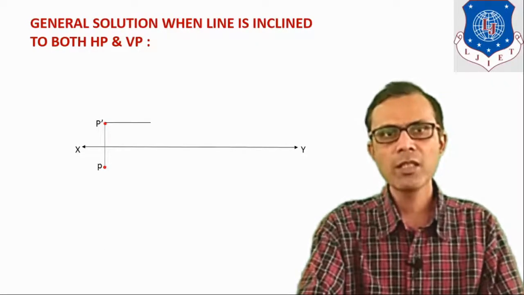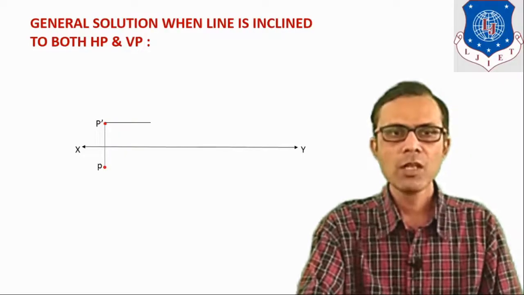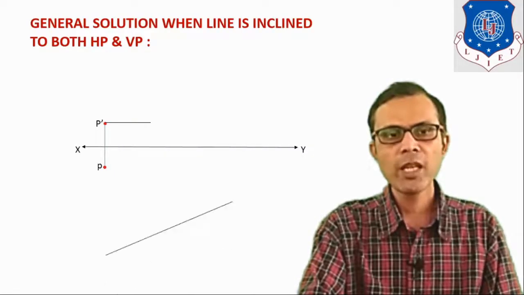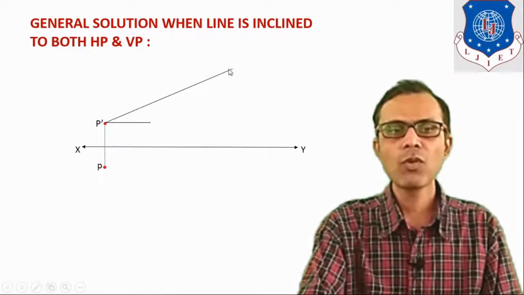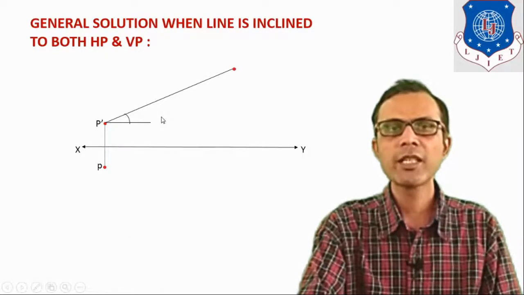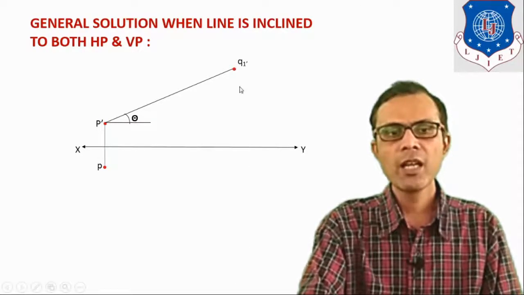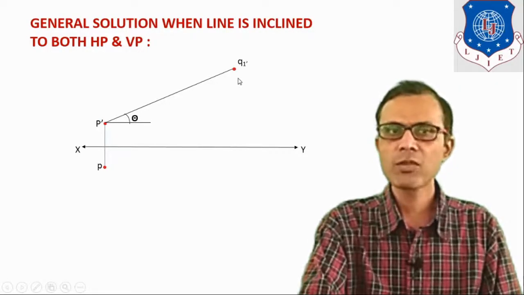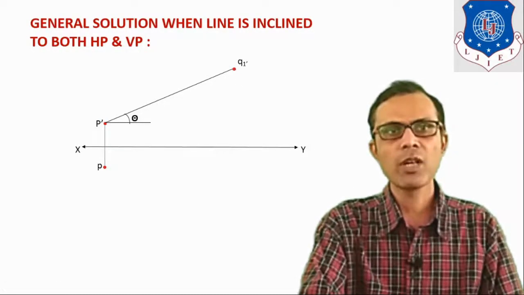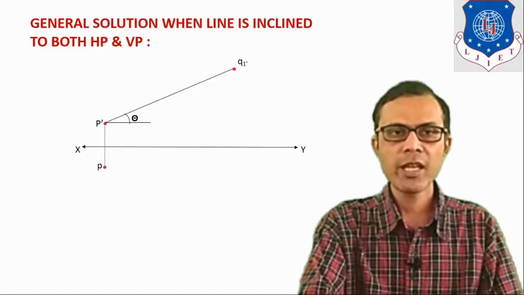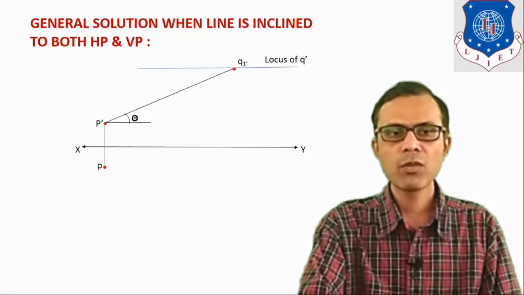Now, as we have seen in the earlier example, theta is the angle which the front view always makes with HP in its true length. So from P dash, you have to draw this line with inclination angle theta, the inclination angle with HP. The length of this line will be equal to the true length. We will denote it by Q1 dash because it is not the final solution. Here the line is inclined to HP only, but in the given case the line is inclined to both HP and VP, so this is an assumed condition.